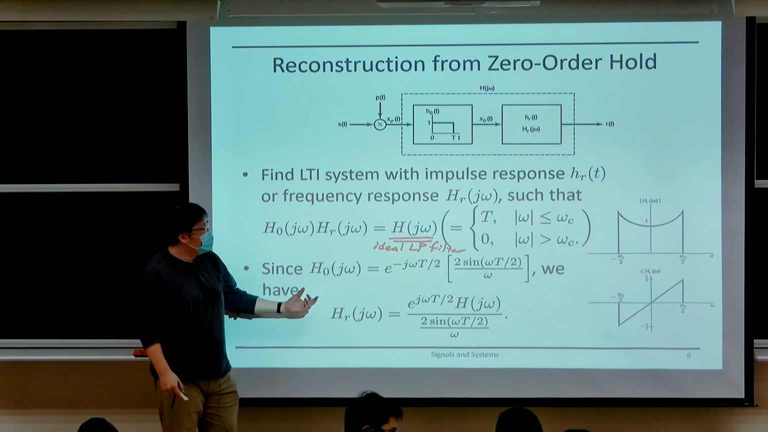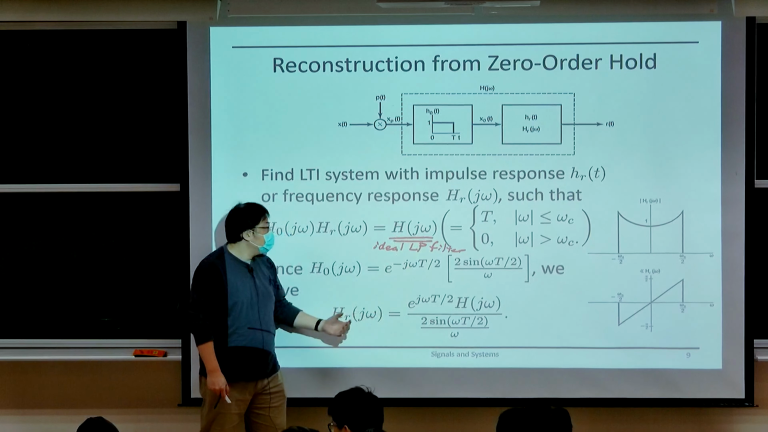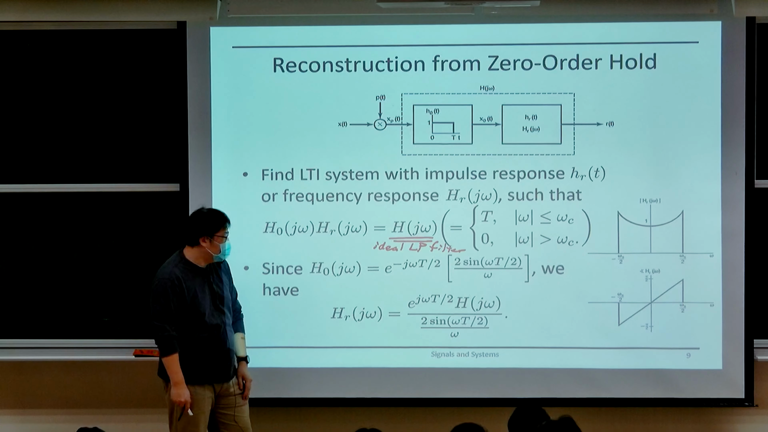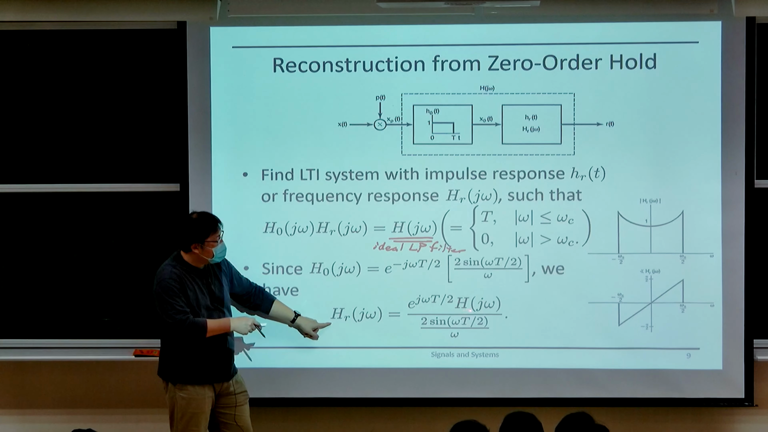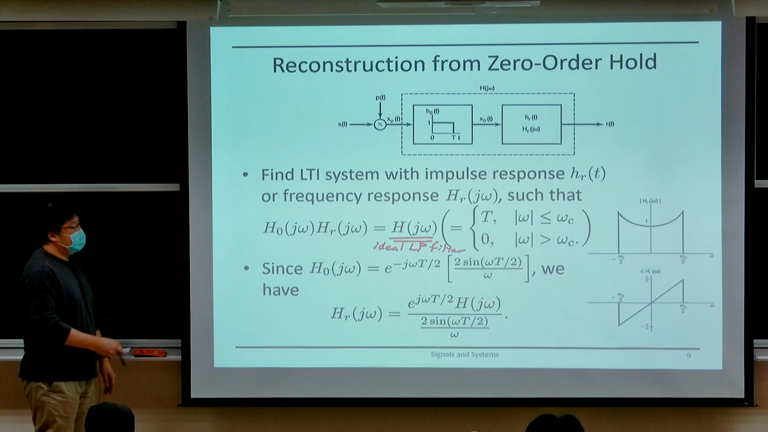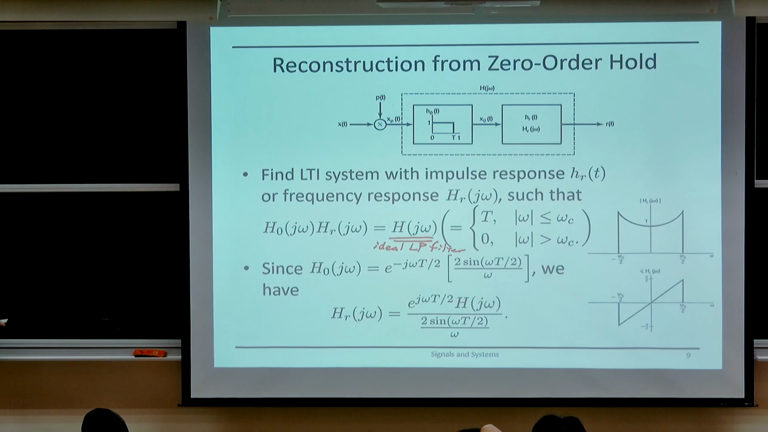But anyway, with this h0 and knowing what we want to achieve, we can just divide by this h0 on the other side to get hr. So hr is just h of j omega divided by this h sub 0 of j omega. And this is confined to omega c and minus omega c.